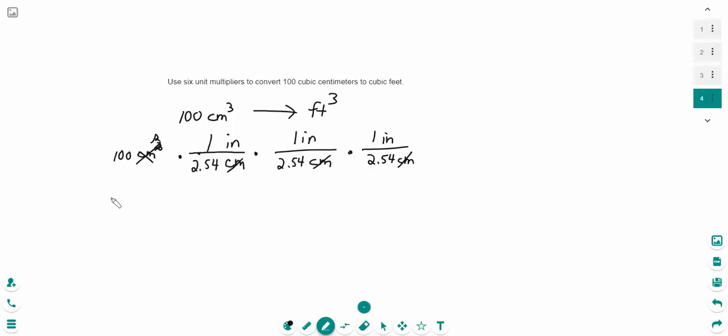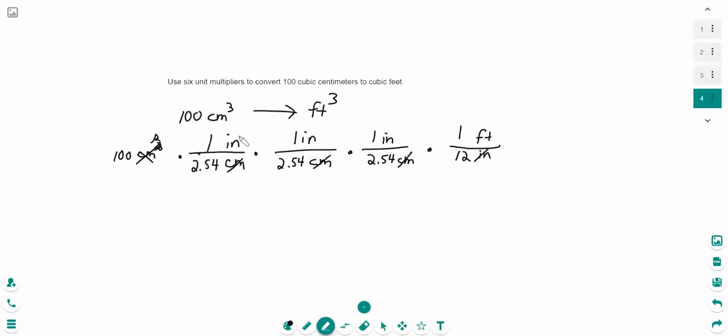But we're not done yet, because that would convert it to inches, but they don't want inches, they want feet. So we need to multiply this now to get rid of the inches. So how are we going to get rid of the inches? Well, we're going to have to use a unit multiplier with an inch in the denominator. We're trying to get to feet, so we could definitely put feet up in the numerator this time, because we know there are 12 inches in 1 foot. So we can multiply it by this unit multiplier.